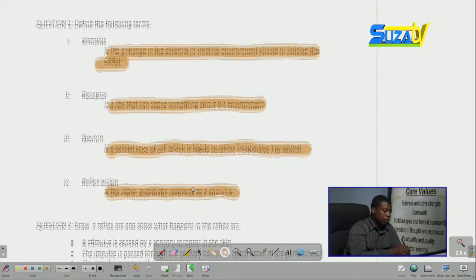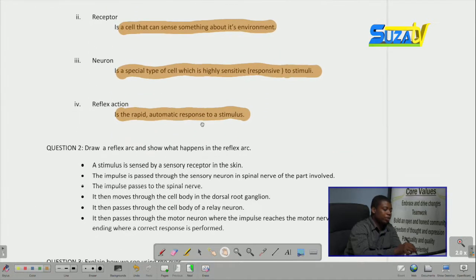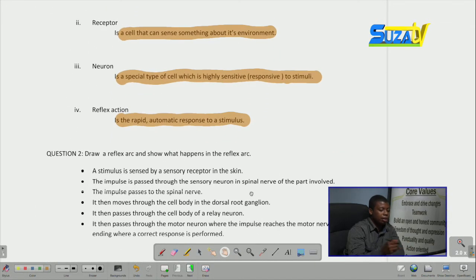Our second question tells us to draw a reflex arc and show what happens in the reflex arc. So this question has two parts. The first part, you have to draw a reflex arc, and the second part is to show what happens in the reflex arc. You can show what happens first, or you can draw first and then show what happens.